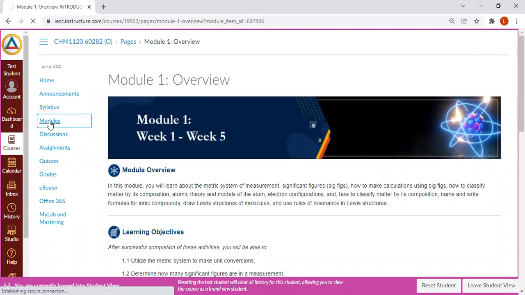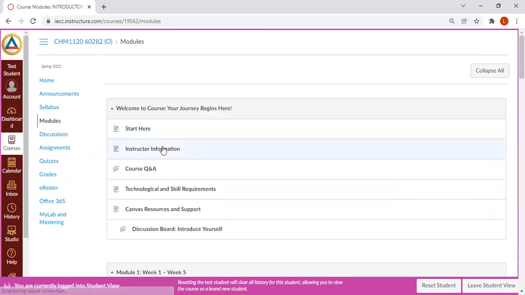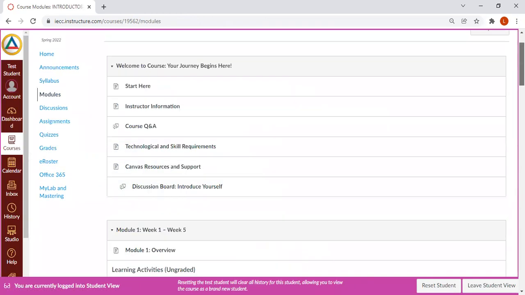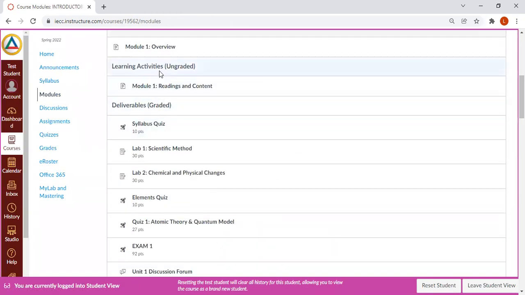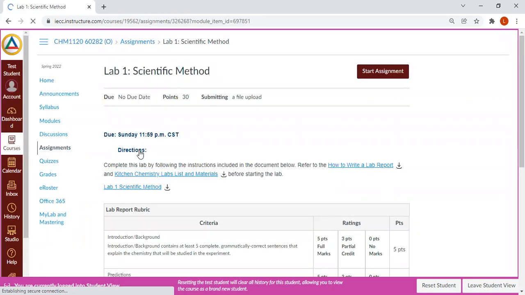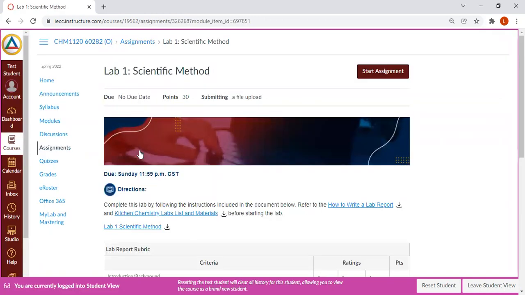So we're back at module 1. Let's see, here we were. Those are the things that are ungraded. These are the things that are graded. So Canvas likes to call something that has a grade attached to it a deliverable. I guess because you're delivering it to me for grading. So again, here's how you could get to that syllabus quiz. There's the lab scientific method. And so here are the files to do that.